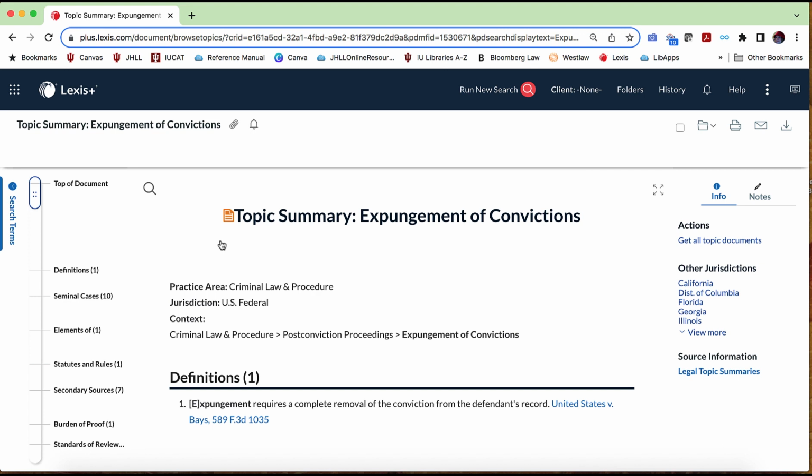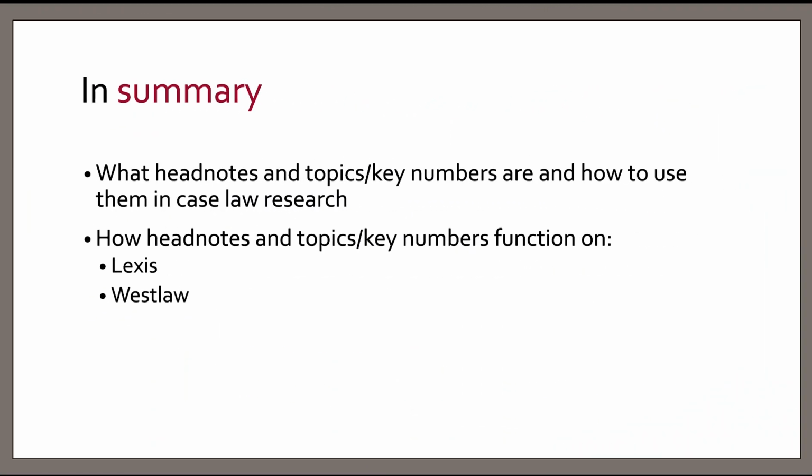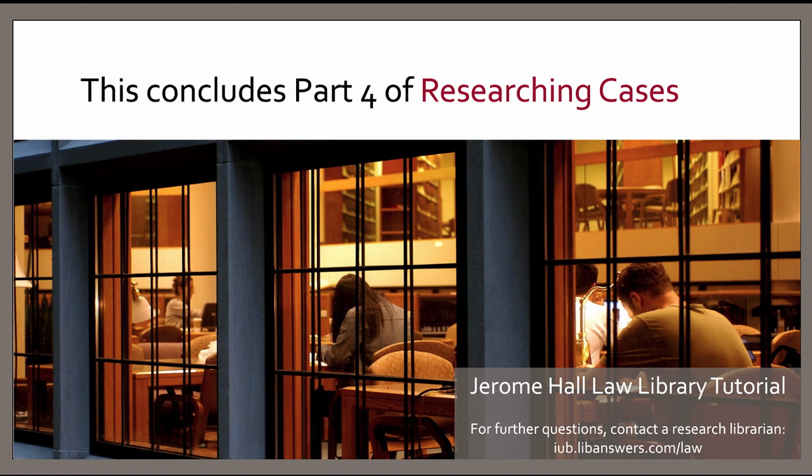But the main takeaway is that both Westlaw and Lexis have created robust headnote and topic systems to help you find cases based on a particular legal issue or topic. You should now have a basic understanding of what headnotes and topics or key numbers are and how to use them in case law research, as well as how headnotes and topics or key numbers function on both Lexis and Westlaw. This concludes Part 4 of Researching Cases. You may now advance to the final tutorial on case law research, Introducing Citators. If you have any questions, the research librarians are happy to help.